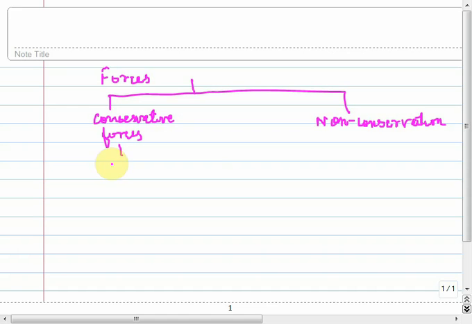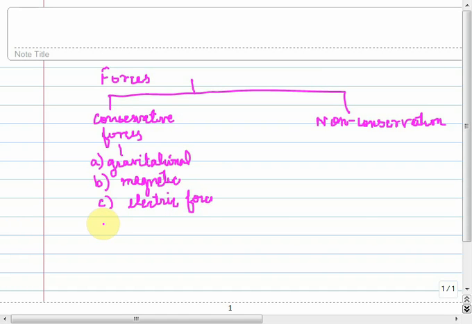These are gravitational force, magnetic force, electric force, and spring force. I think if you recall, I have already told you about these forces when you were studying in class 6th, and I have shown you something about these.